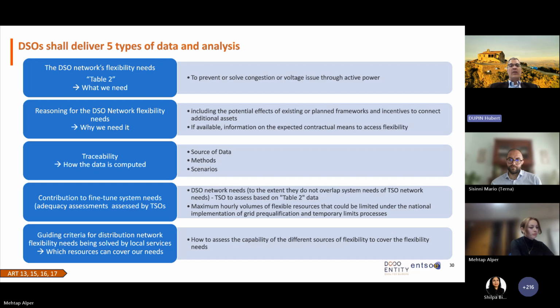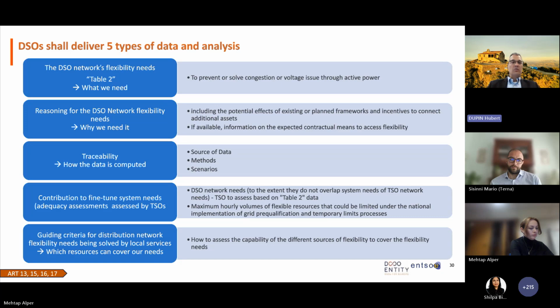We will also provide, of course, traceability of the data. How do we end up with this data? What are the sources? What are the methods? What are the scenarios? And also, as Mario said, we will provide data enabling to fine-tune system needs. And also, we will provide the guiding criteria of the resources to cover our needs. Which resource can cover needs? So 5 types of data analysis.